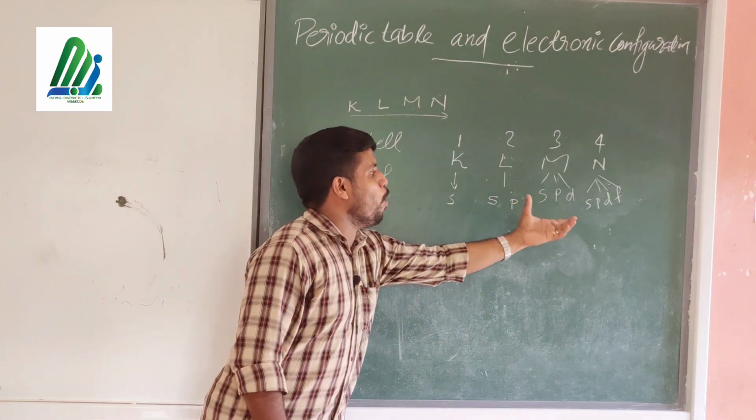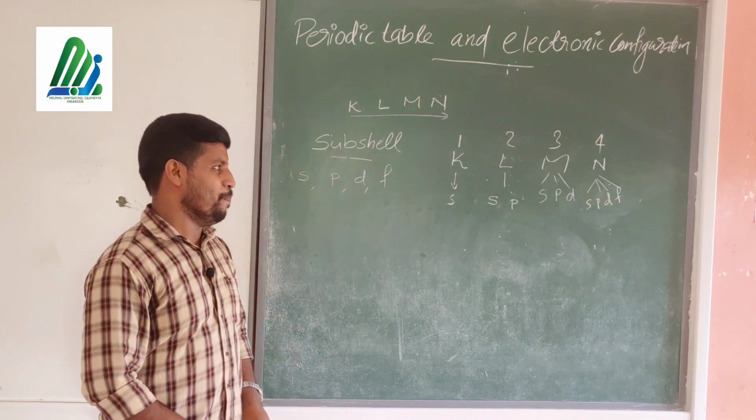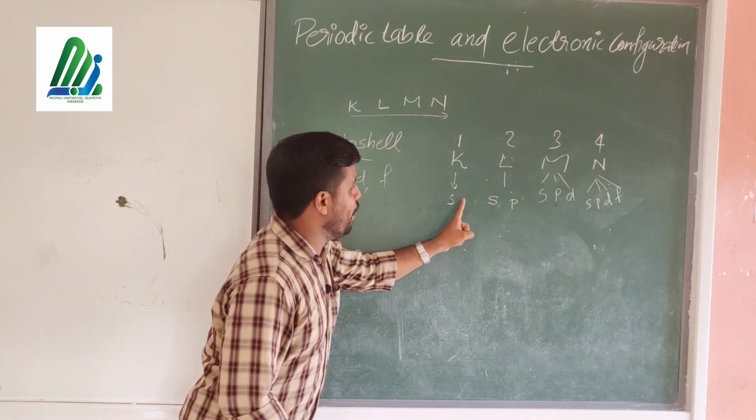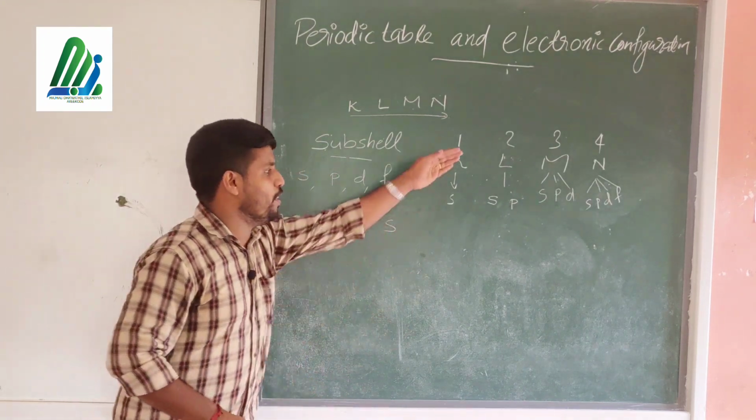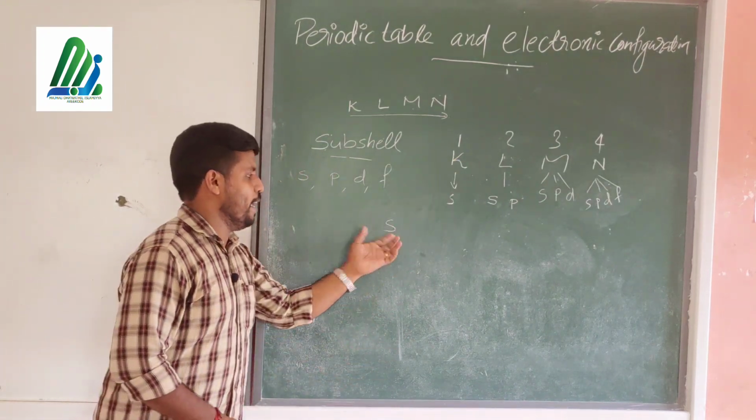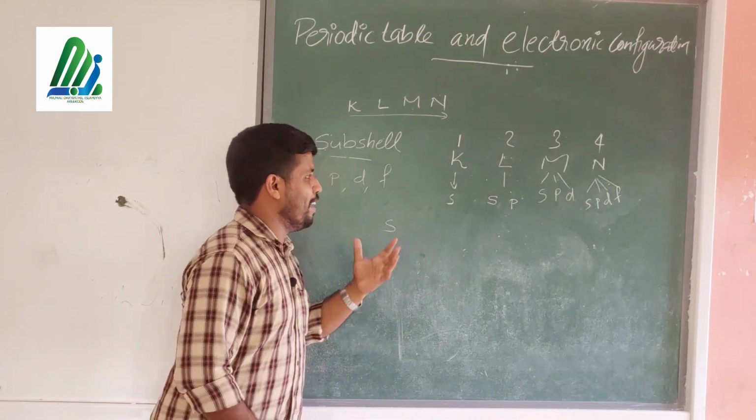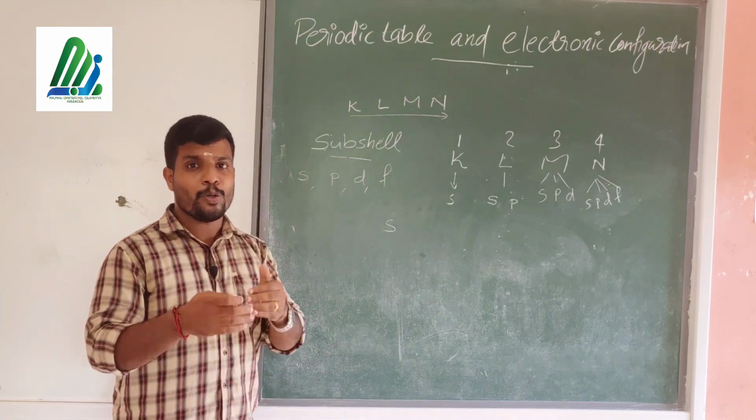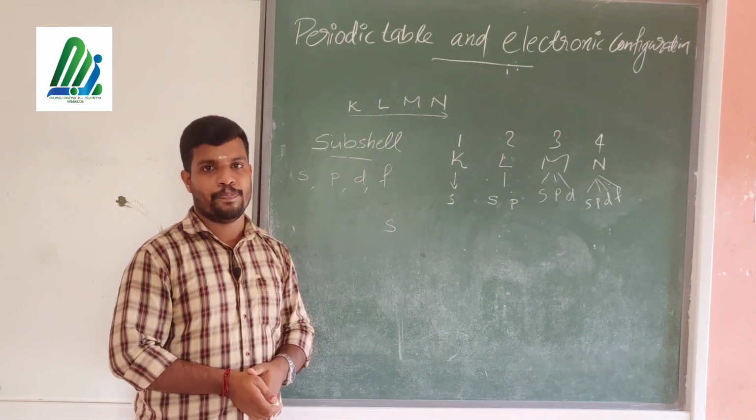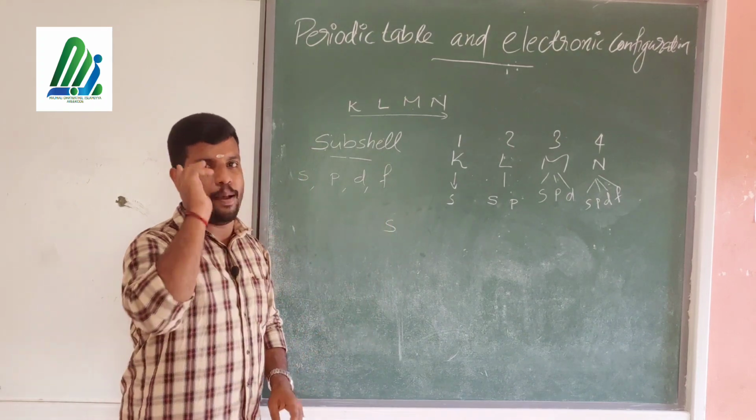Okay, S is the common subshell for all shells. Then it is not easy to write. Simply if you write S, we cannot know in which shell that is included. If you write S, we don't know whether the K shell contains the S subshell, L shell contains the S subshell, and M and N also contain the S. So to identify the subshell, in front of the subshell, you want to write the shell number.